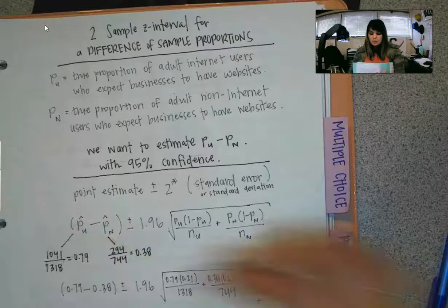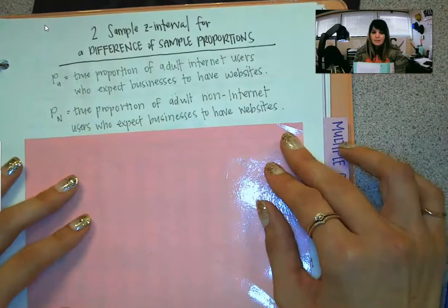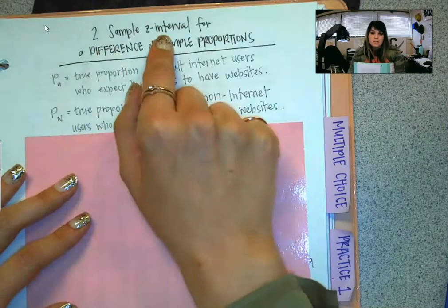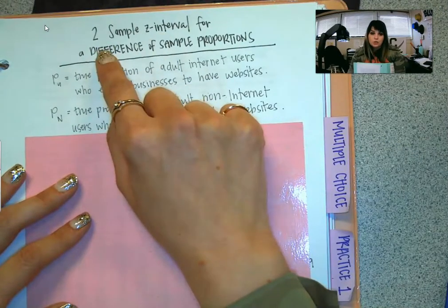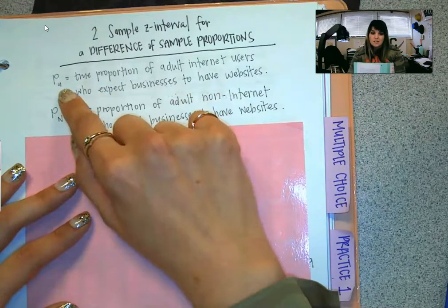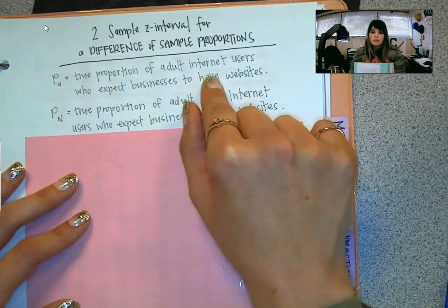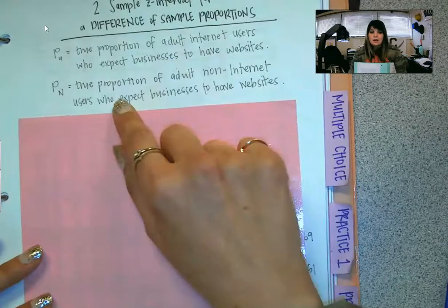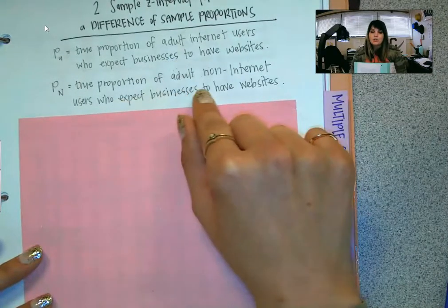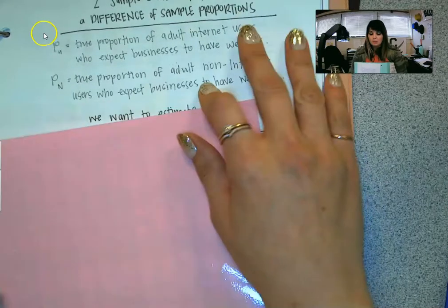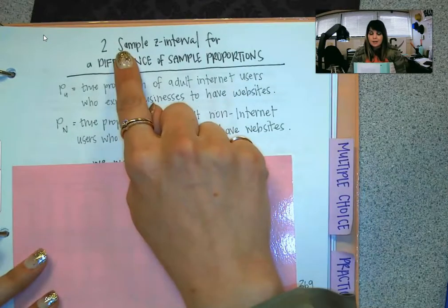So first thing that we want to do is define the variables that we're going to use. This is a 2-sample Z interval. One sample is users, one sample is non-users. So P sub U is the true proportion of adult internet users who expect businesses to have websites. And P sub N is the proportion of adult non-internet users who expect businesses to have websites.